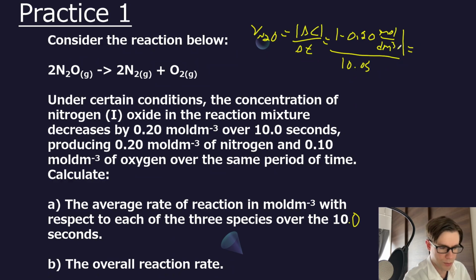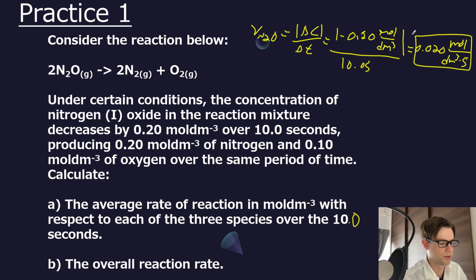So this will come out to 0.020 mole per decimeter cubed per second. That's the way you can say this. Mole on top, decimeters cubed, and seconds on the bottom. So that is the rate with respect to N2O.